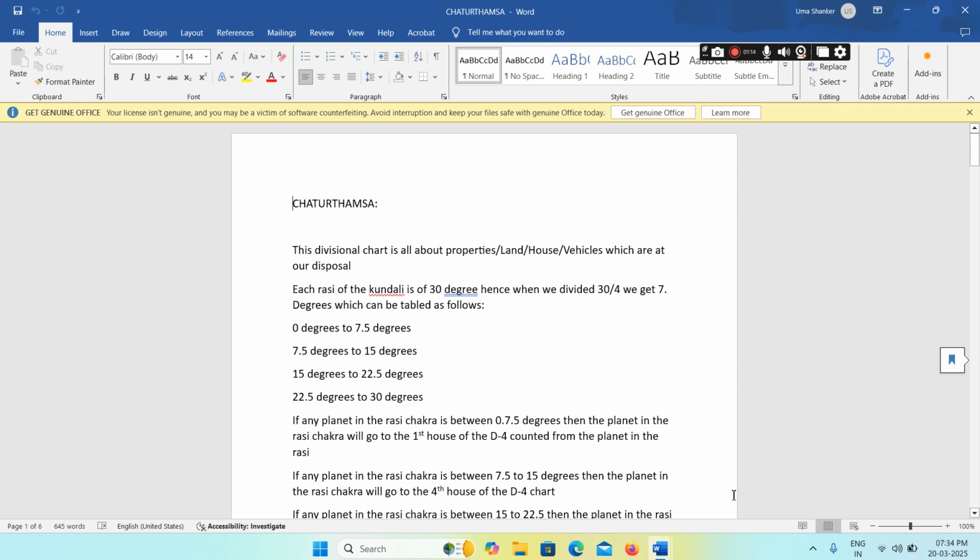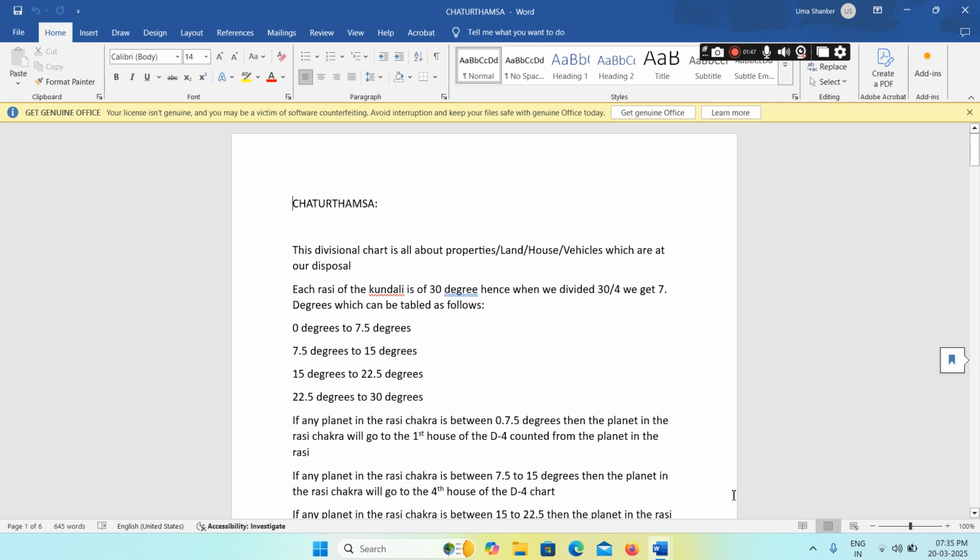Chaturthamsa is also termed as D4. Chatur means four, Amsha means divisional chart, just like Navamsha. Navamsha means nine, and Amsha means it is a divisional chart. So Chaturthamsa is all about the fourth house. What is the fourth house? The fourth house is all about properties. It is all about land, houses, and vehicles.